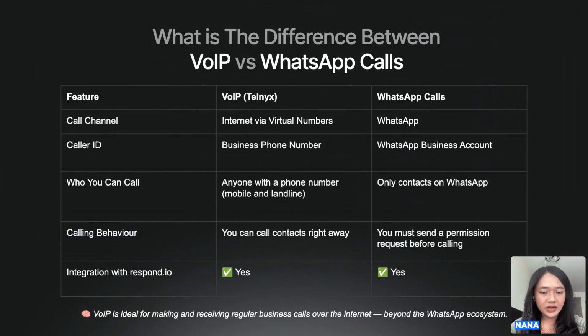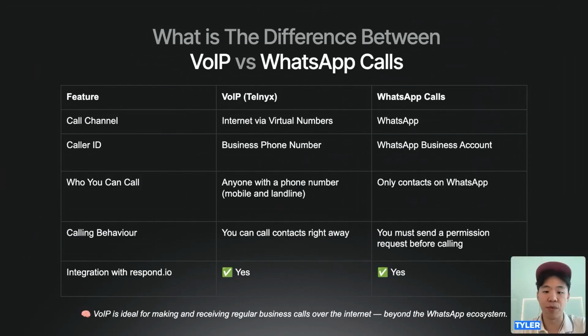For the calling behavior, with VoIP calls you can call contacts right away, meaning after you have connected your phone number, you can call your contacts immediately. On the other hand, for WhatsApp calls, you must send a permission request before calling, and they have to grant you permission before you can start calling them. Both the VoIP channel and WhatsApp calls are integrated with Respond.io. So think of it this way: VoIP is your business phone system, fully integrated into Respond.io and no longer limited to chat apps.